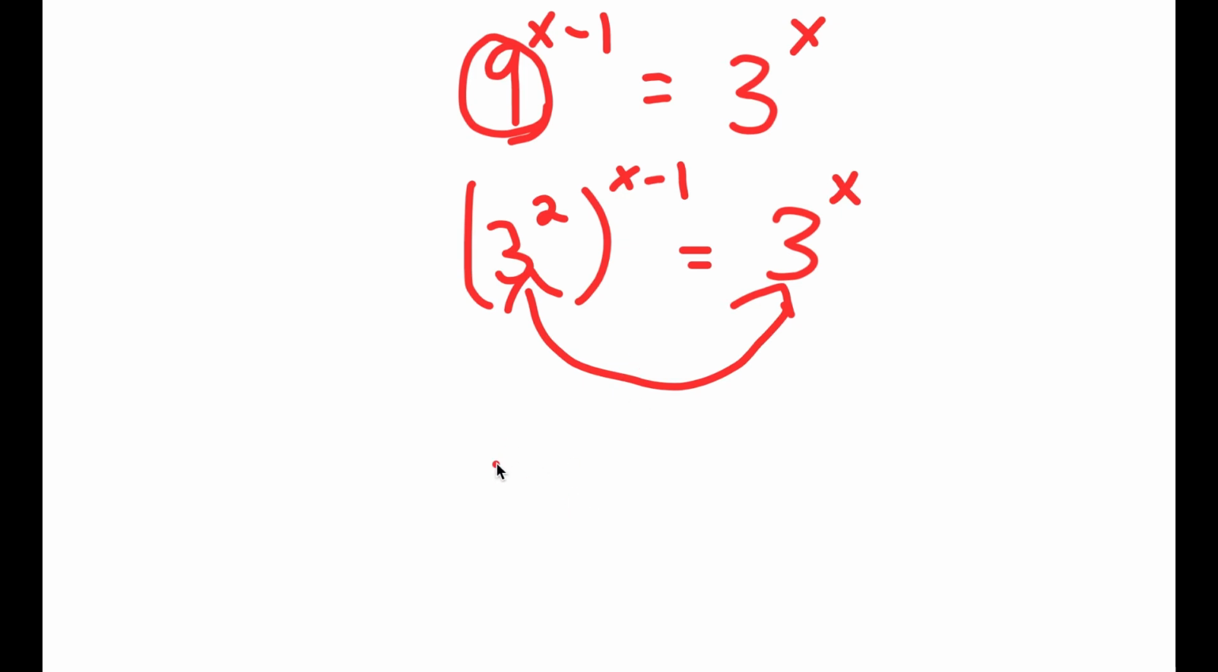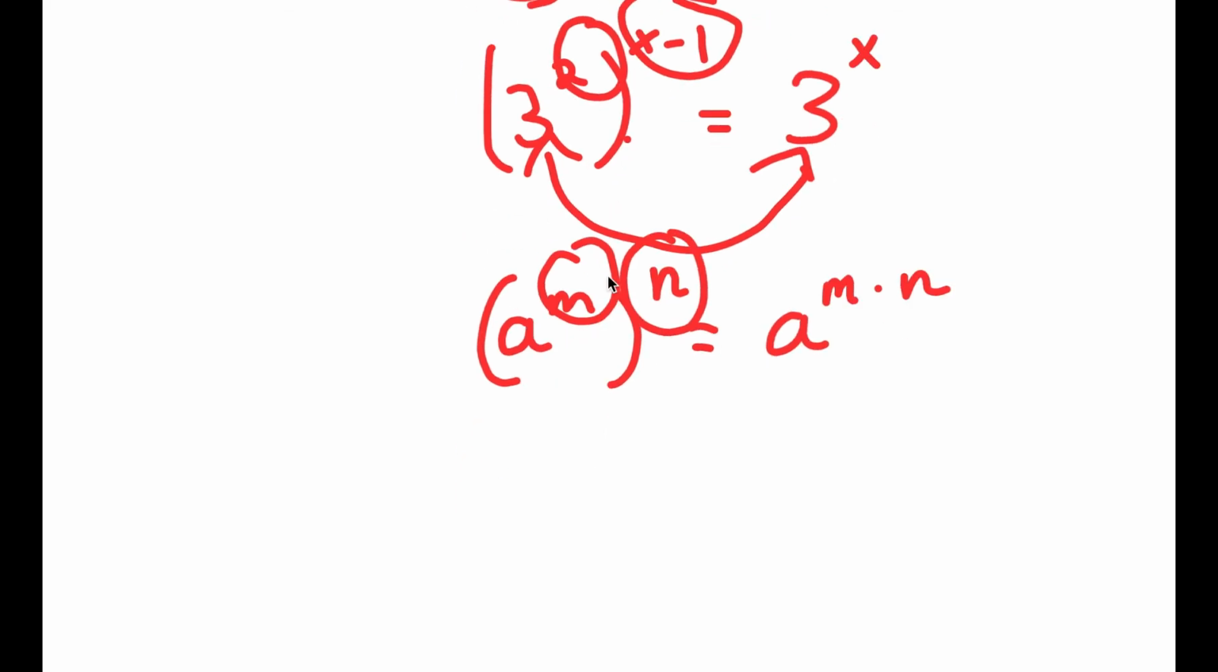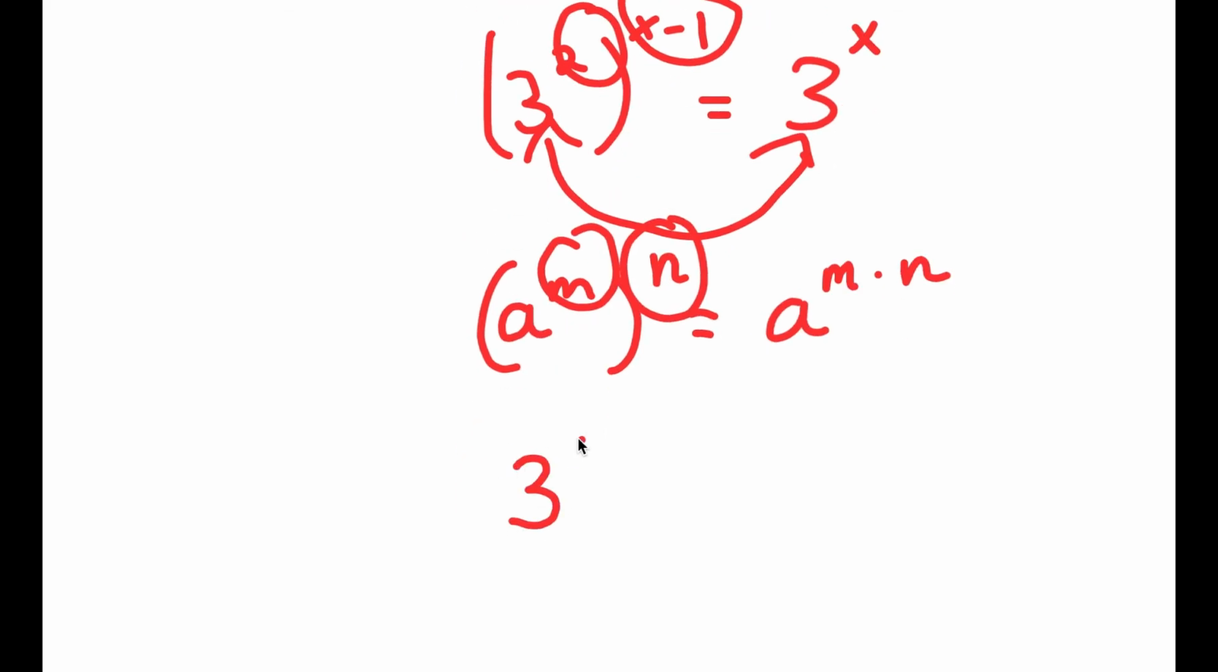Now, if I have something in the form a to the power of m to the power of n, this is equal to a to the power of m times n. So in this case, I have 3 to the power of 2 to the power of x minus 1, and we can think of 2 as m and x minus 1 as n. So this is going to be the same thing as 3 to the power of 2 times x minus 1, which is equal to 3 to the power of x.